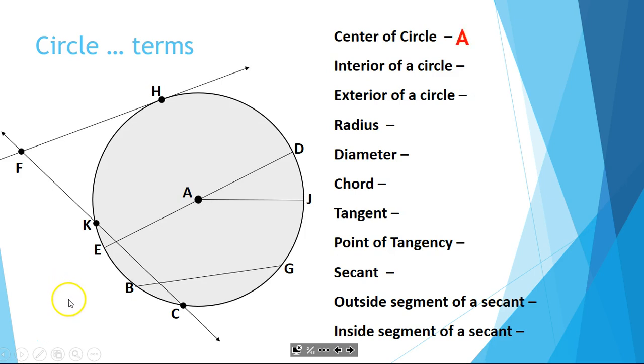It's A. Interior of the circle is the inside, and in my picture it's gray. Exterior of the circle is the outside, and that's white here. And I just put an arrow towards these because on y'all's paper you don't have the gray.